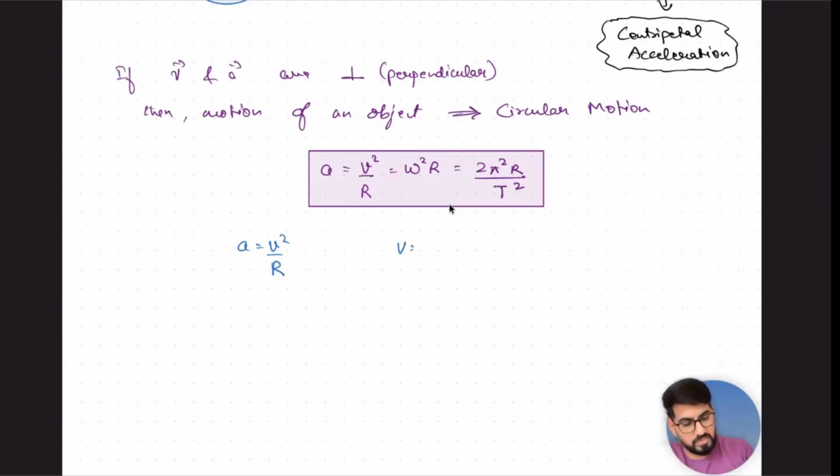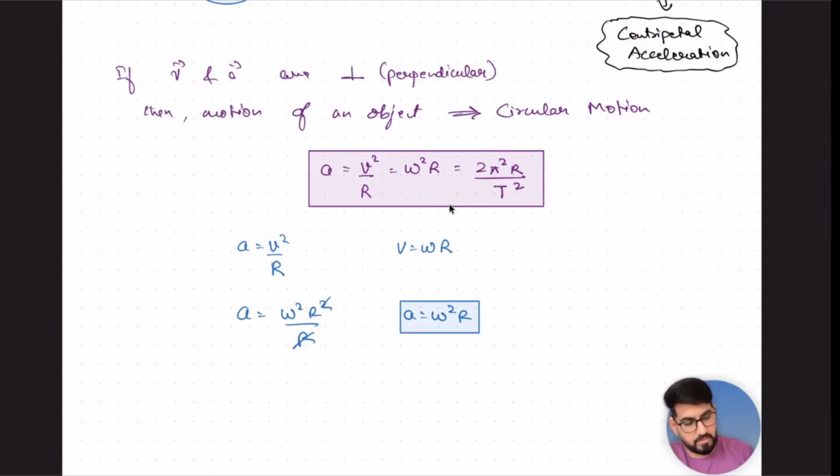So we know that V equals what? Omega R. We discussed this in the last class. So V I will replace with omega R. So it will be omega square R square over R. One R and one R get cancelled. So we get A equals omega square R, where omega is angular velocity.